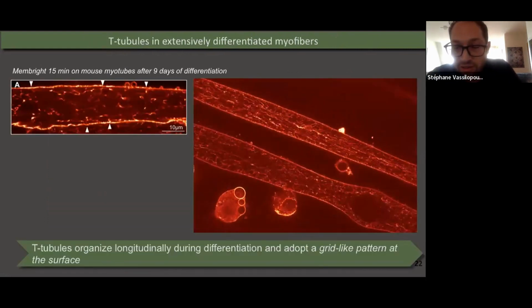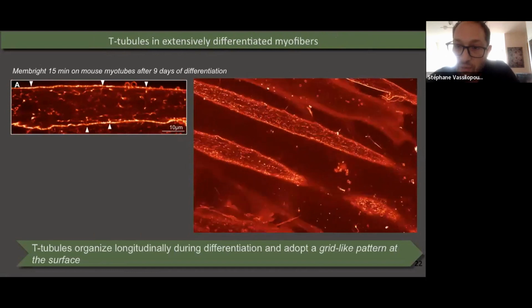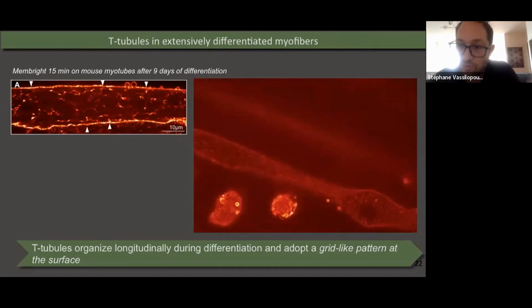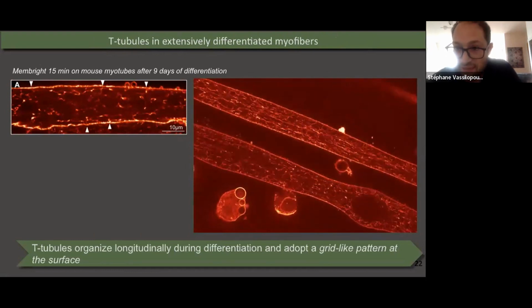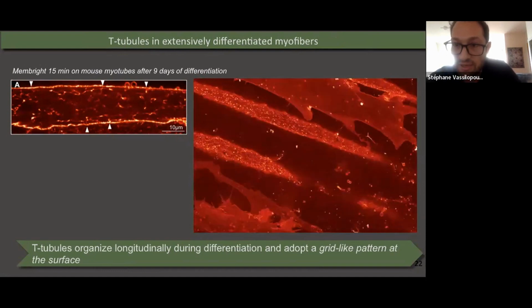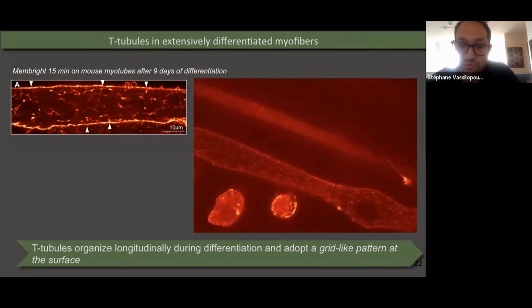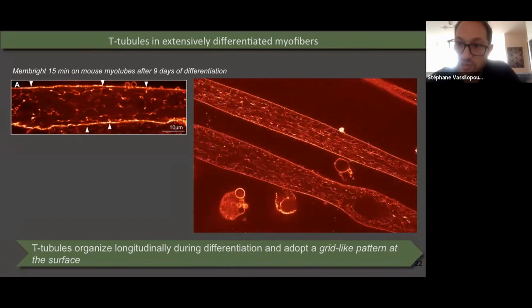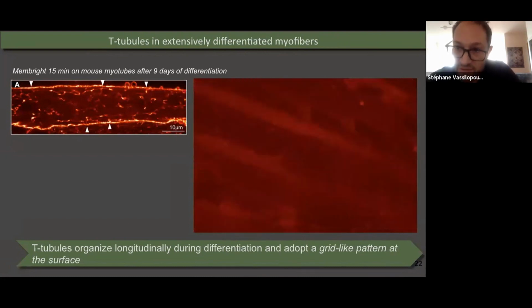So this was a good point: when are these T-tubules formed? Can we see the T-tubule? Because I have talked a lot about caveolae. I showed you the ER tubes, but I haven't shown you the T-tubules yet. So this was the next question we wanted to see. Can we trace the T-tubules?